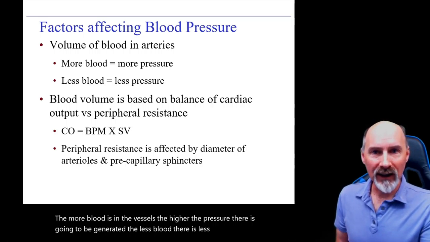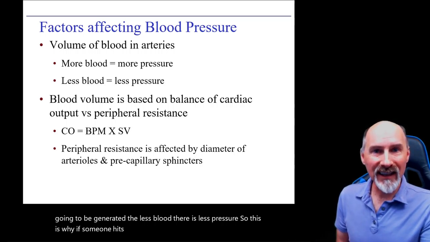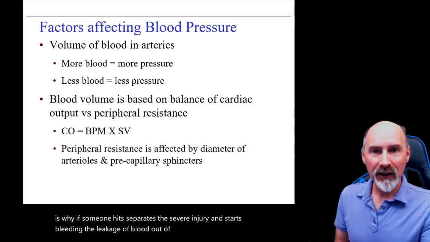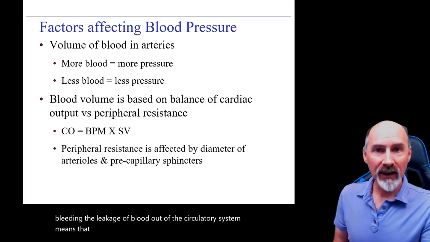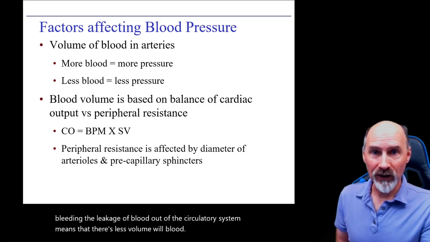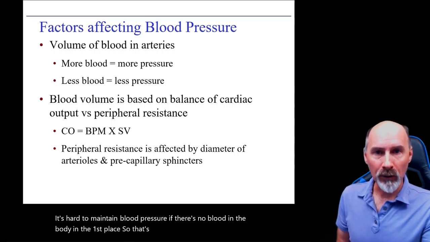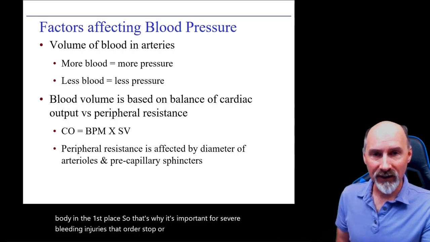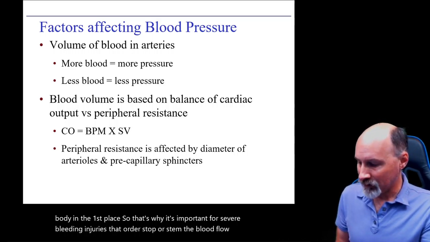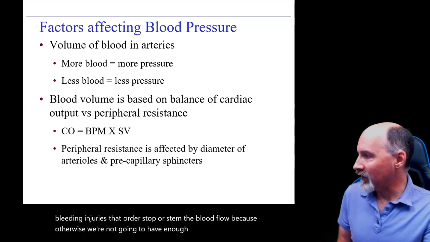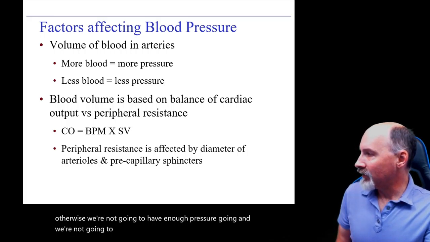So this is why if someone suffers a severe injury and starts bleeding, okay, the leakage of blood out of the circulatory system means that there's less volume of blood. It's hard to maintain blood pressure if there's no blood in the body in the first place. So that's why it's important for severe bleeding injuries to stop or stem the blood flow, because otherwise we're not going to have enough pressure going and we're not going to maintain it. All right. So that's kind of the main thing there.